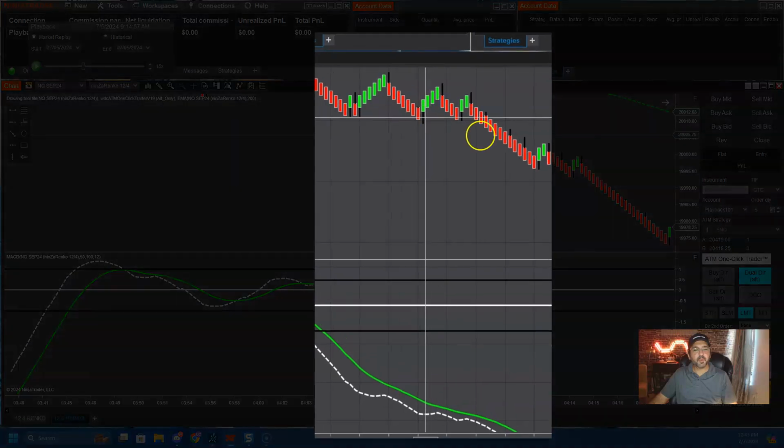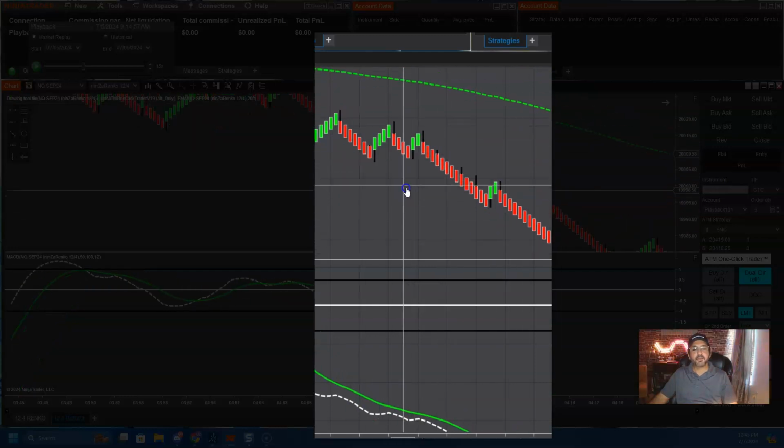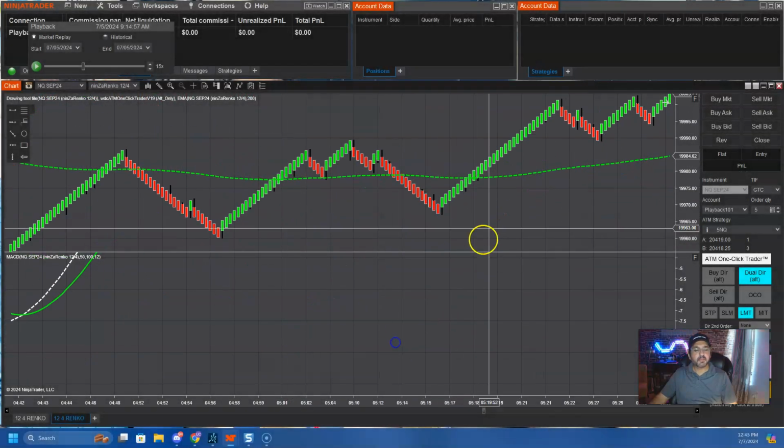So now keep going. And this is the 4-bar pullback: 4 green bars, and the 5th bar is your entry right here. You would have entered a short right here, and then depending on your stop loss, you would have come out wherever you want. So now let's keep going again.